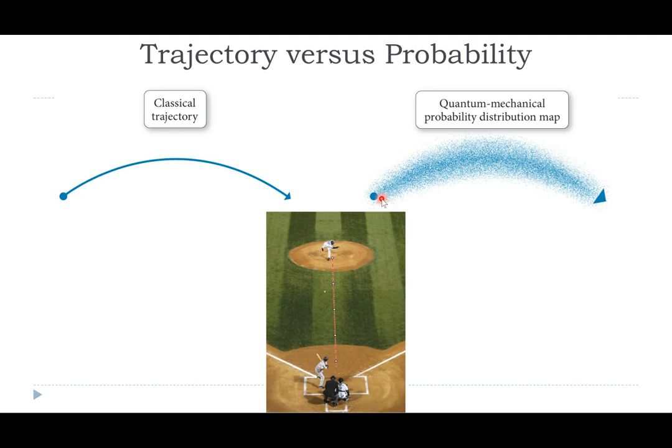In the next video, we're going to dive into, okay, we have this probability map. Where are electrons at? How do we know where an electron is around that nucleus? So stay tuned for that.